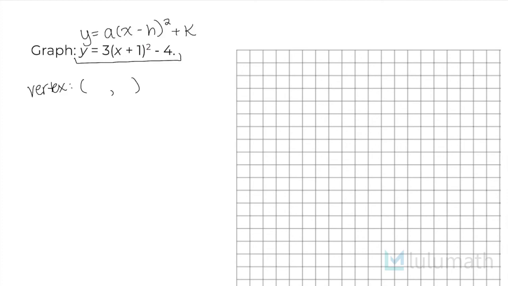So the vertex is always going to be the h value followed by the k value. And here, our h value is this number here, but because this is minus and because this is plus, in order to get a plus sign here, we need to have minus a negative. We need a -1 here for this to turn into a plus. So that means that our h value is -1. And our k value is a little bit more straightforward. It is this -4 here.